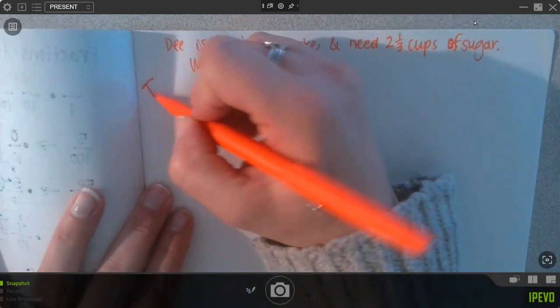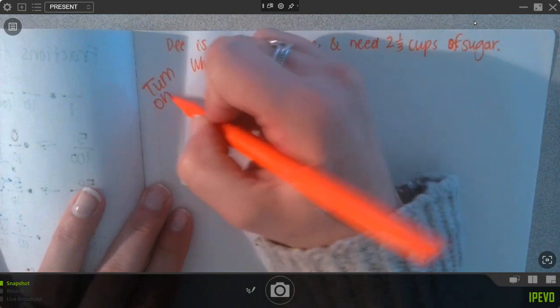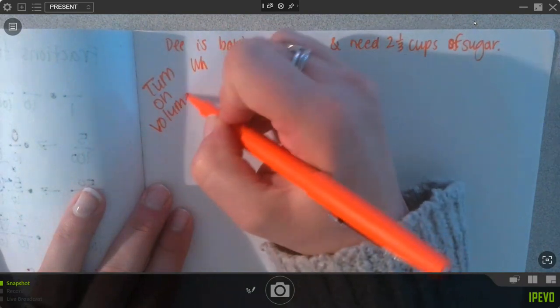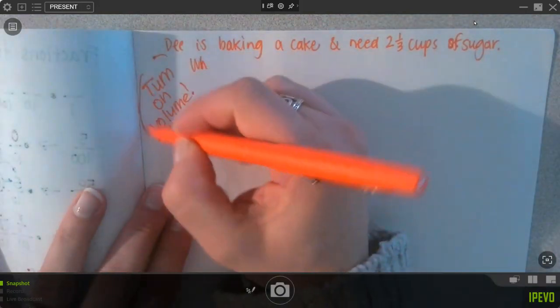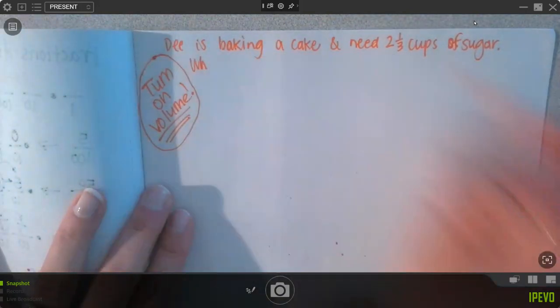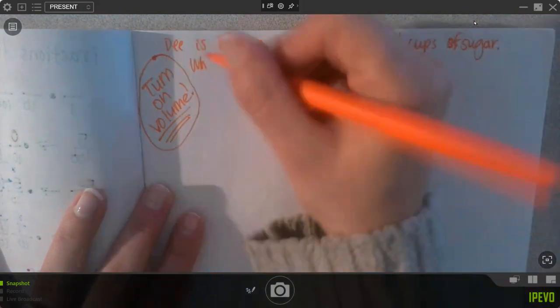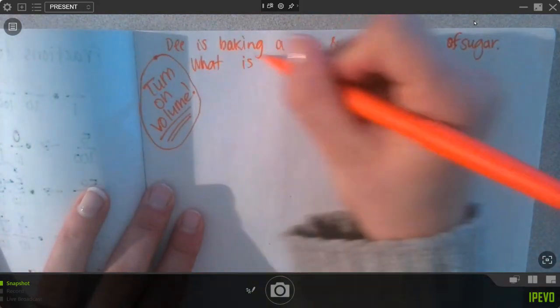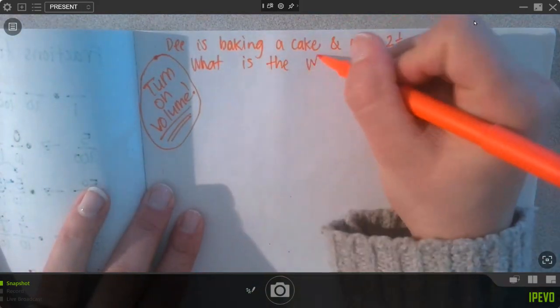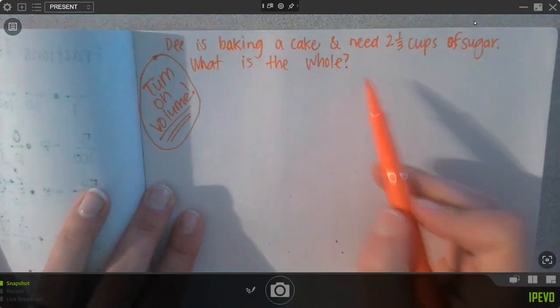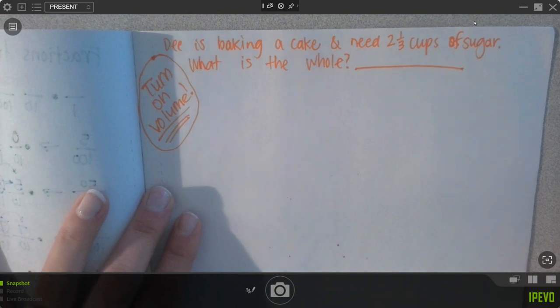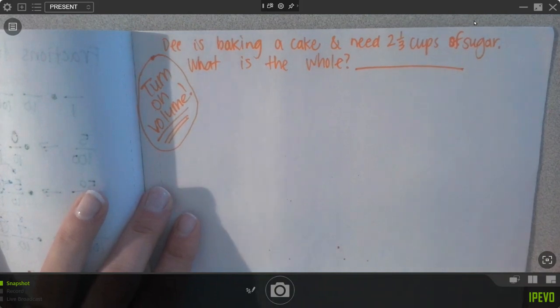And actually, I'm going to stop and say turn on volume. You really can't do this lesson without listening to me, okay? So what is the whole? Write your answer underneath that first line. What is the whole?